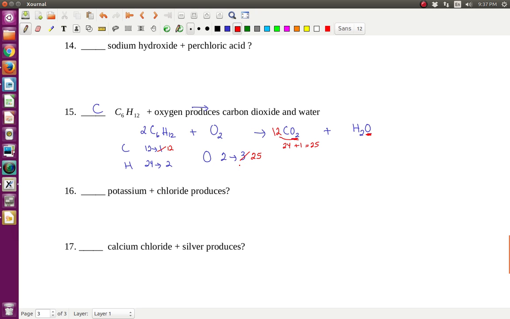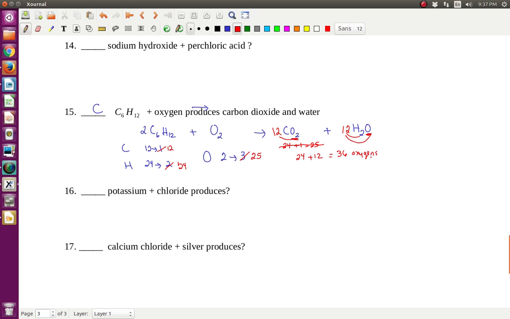All right, now I need to fix my hydrogen count. Well, I have 24 on this side, so I need 24 on this side. So 24 divided by 2 is a 12. So 12 times 2 is now 24 hydrogens, but that messes up my oxygen count again. So now I have 12 times 2 is 24 oxygens plus 12 more. And so what does that equal? That equals 36 total oxygens.